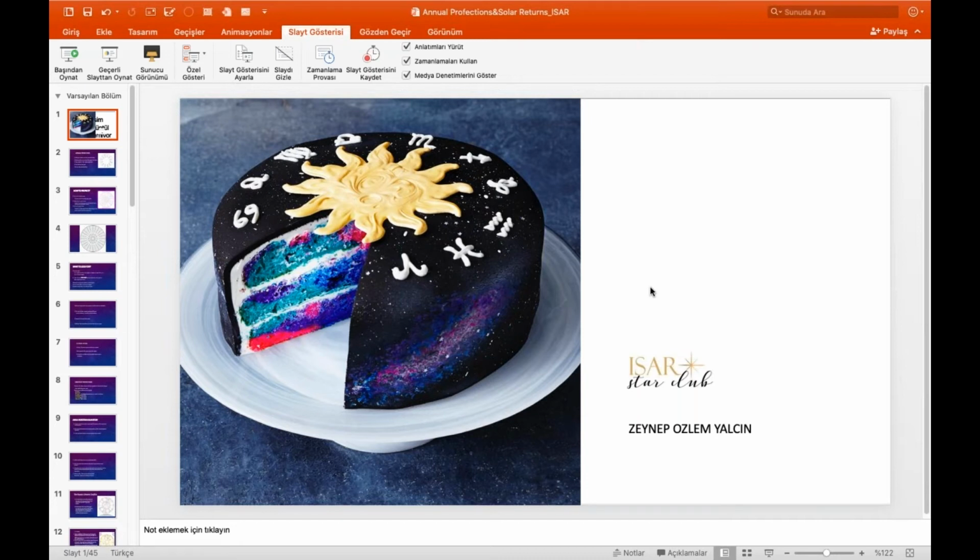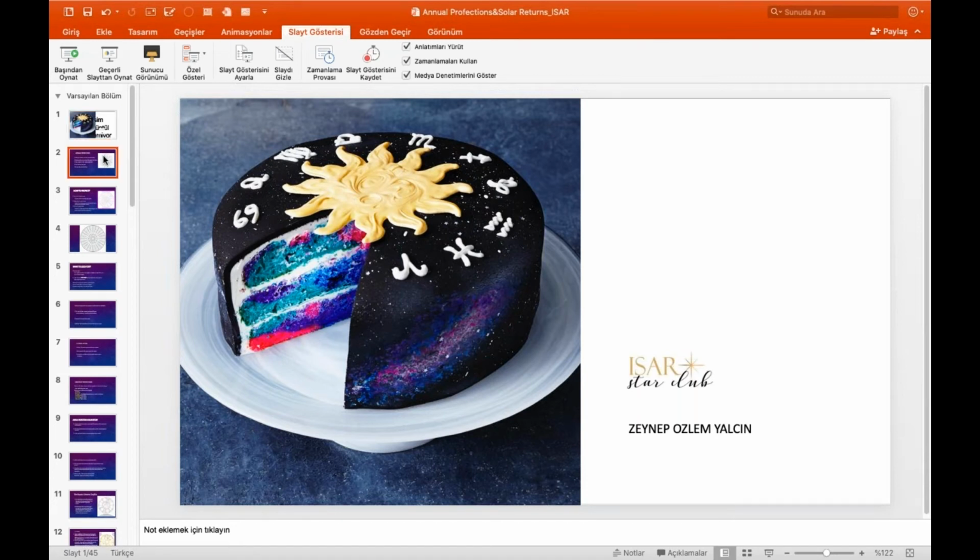And from the Hellenistic sources, we know that the solar return wasn't used as a standalone chart the way we might use it today. Instead, it was used with annual profections. And profections is one of the techniques used to establish the divisions of the times in the Hellenistic tradition.